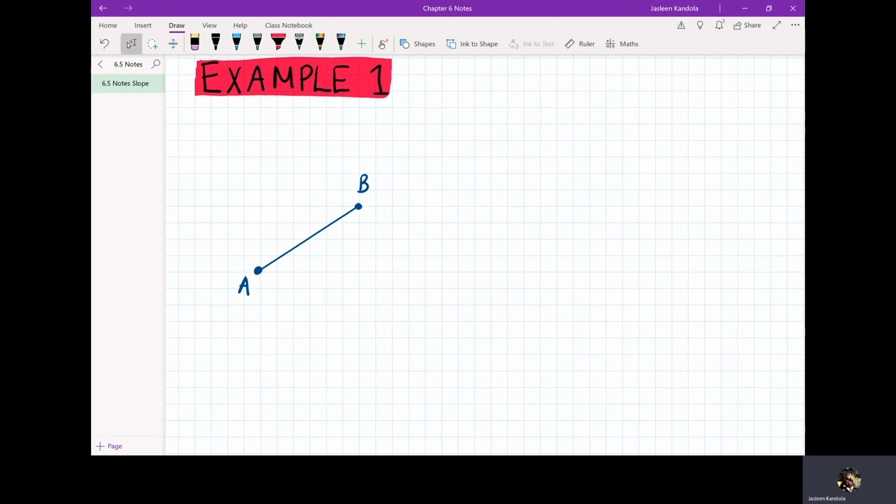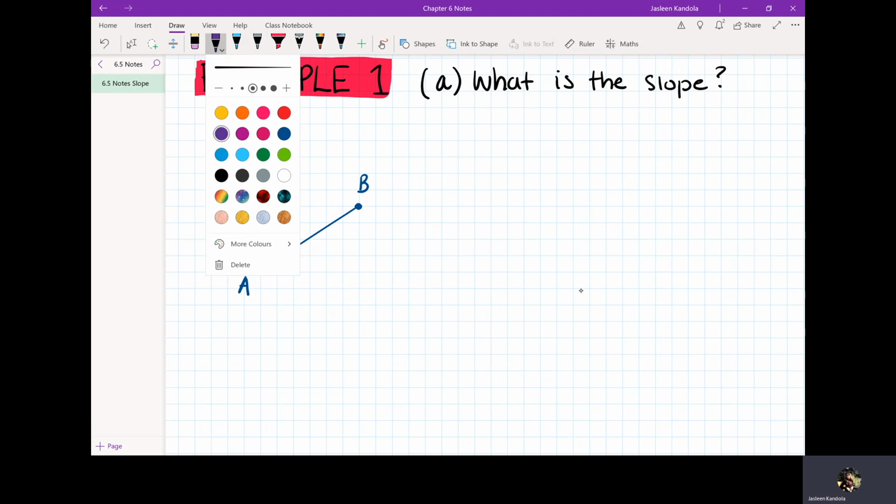Suppose we're given this line segment, and we have this line with points A and B. So what is the slope? Okay, step 1. These are our steps you need to follow.